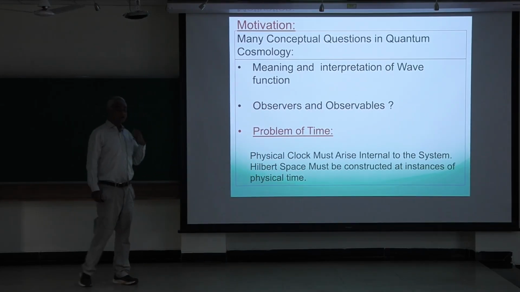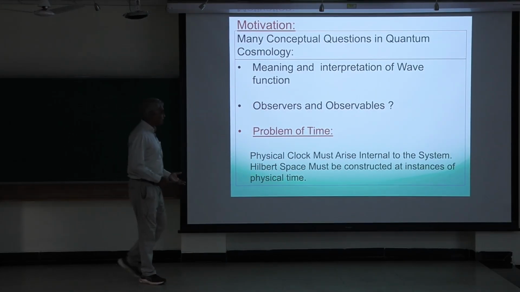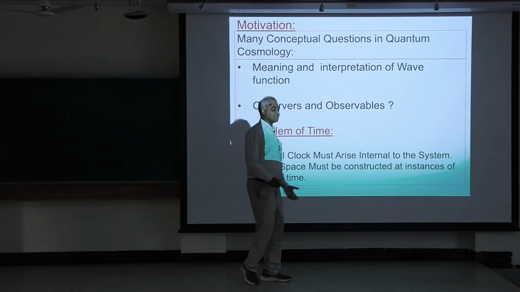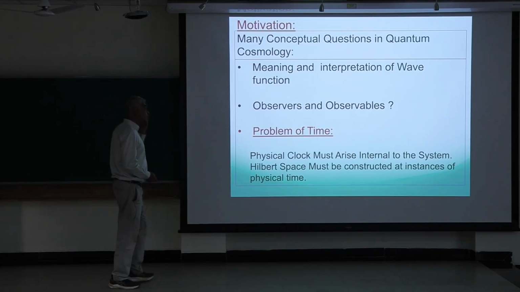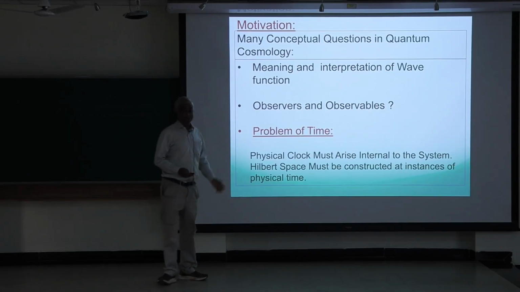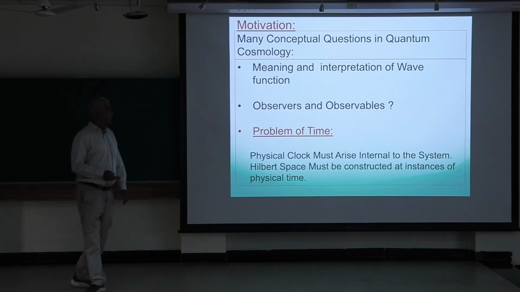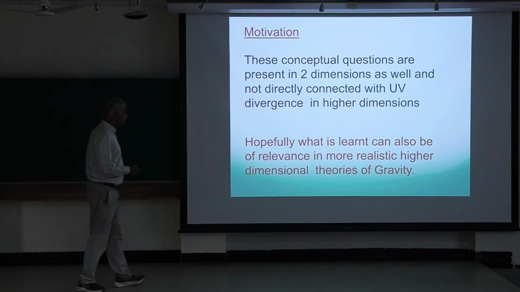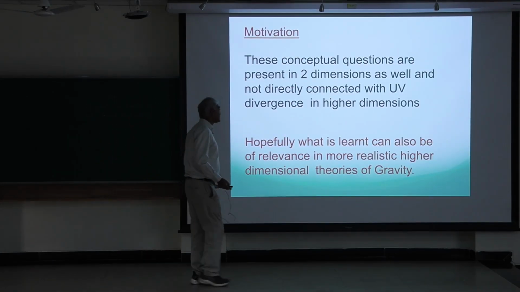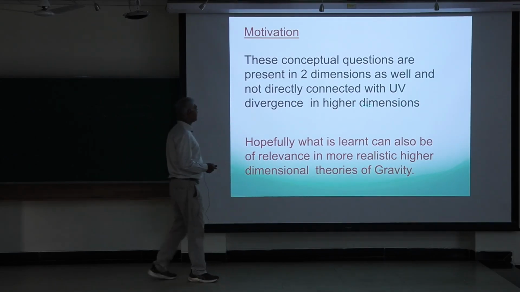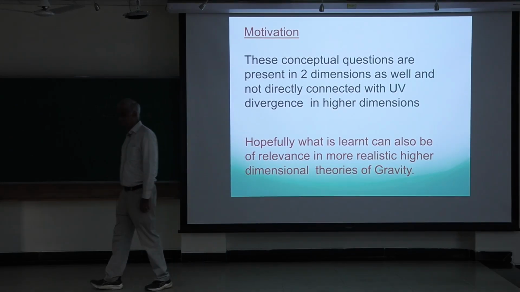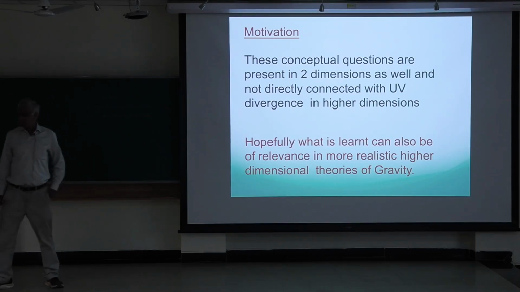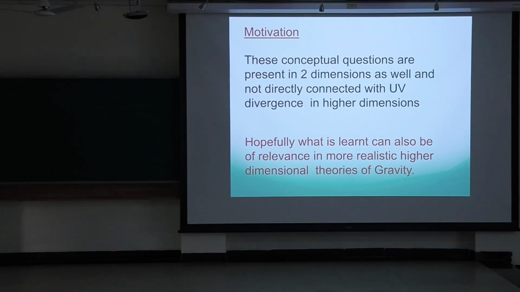Okay, and how do you find such a clock? When can you do it? What are the choices? How does the resulting quantization depend on choices? These are all kinds of questions we don't normally have to deal with, but we have to deal with here in quantum cosmology. And the idea is that these conceptual questions are present also in 2 dimensions and are not directly per se connected with the UV divergences, which are of course present, say, when you're dealing with 4D gravity, with a propagating graviton. Does it mean that the time is somehow only semi-classically defined?